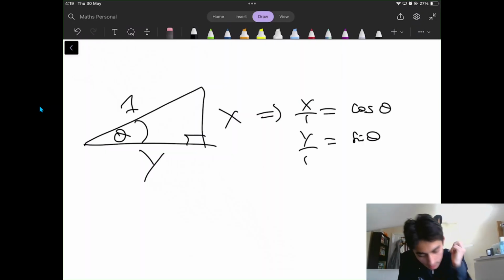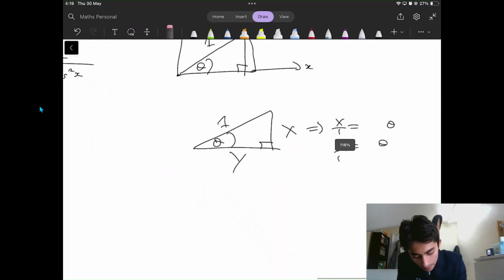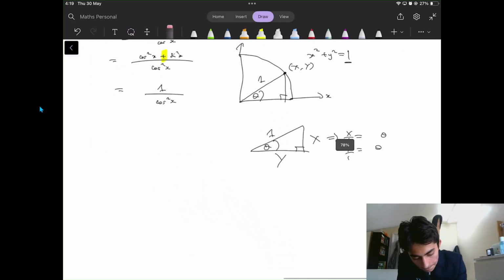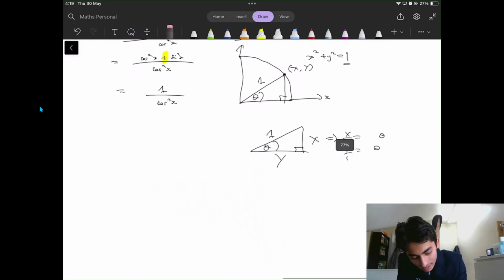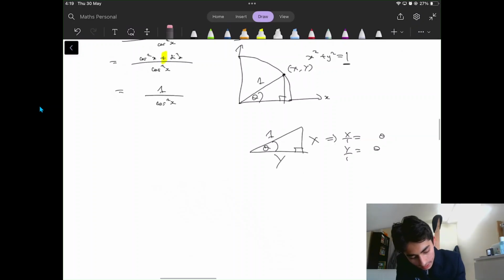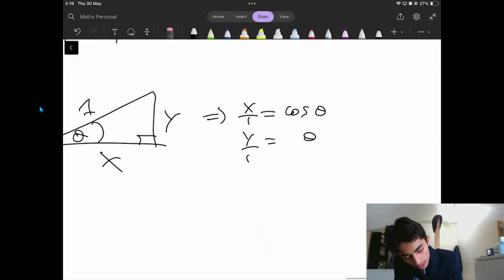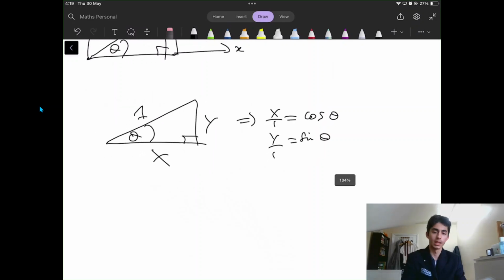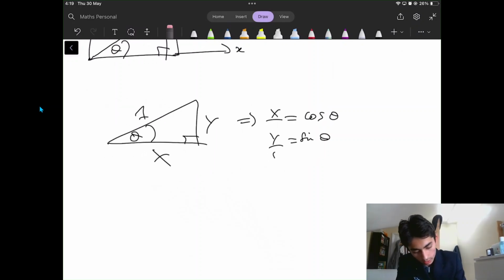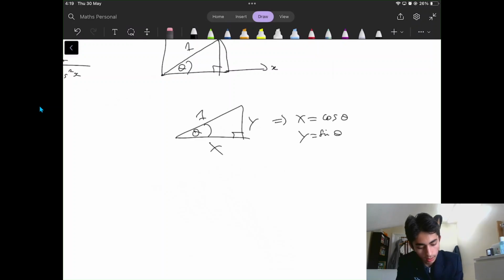I got this the wrong way around, didn't I? Sorry. Yeah, I did. So x is the adjacent and y is the opposite, sorry. So x is cosine and y is sine. But yeah, the 1 doesn't even need to be written. So you get x is cosine and y is sine, right?